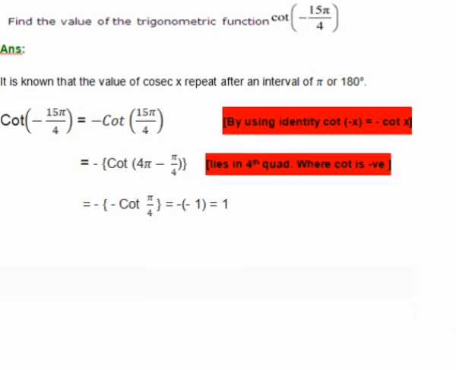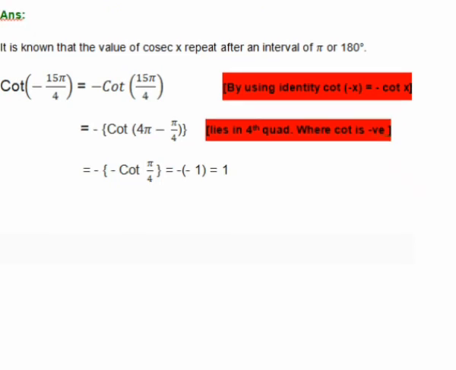In this way, we solve many more examples. Try to solve more and more examples from different books.